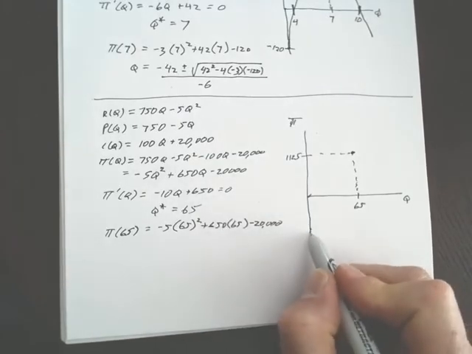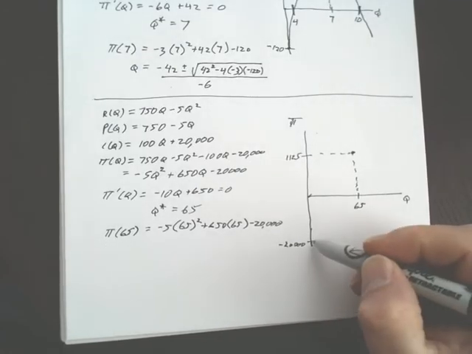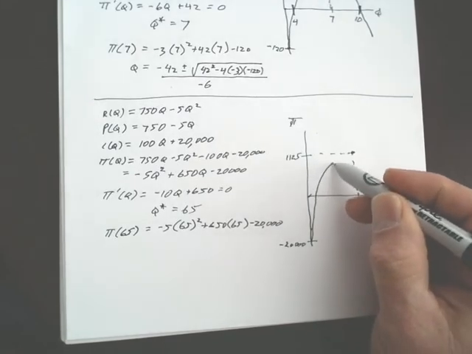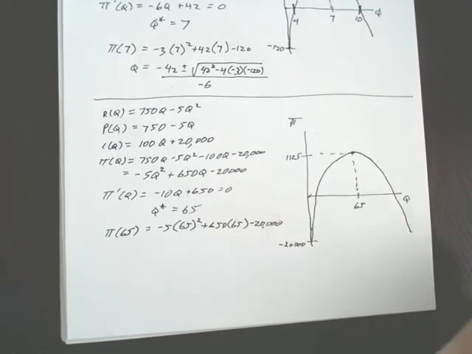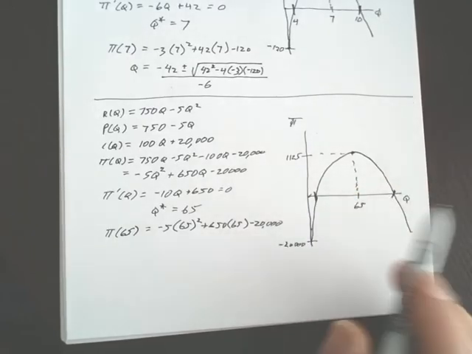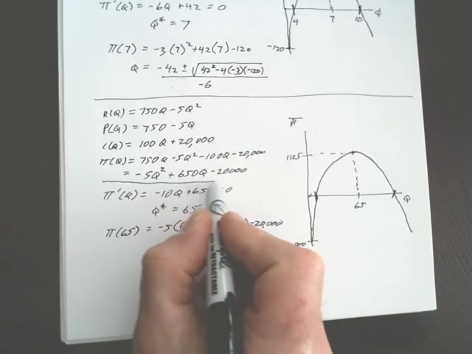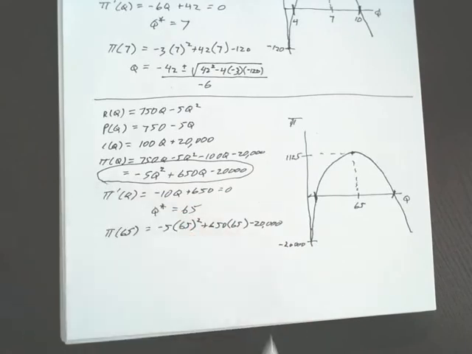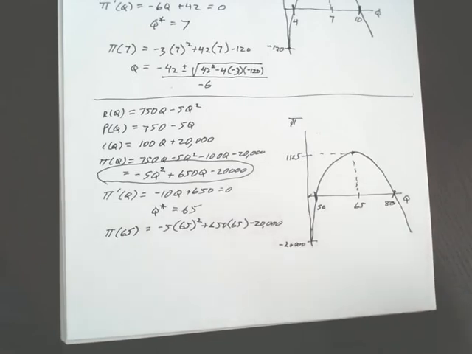I've got fixed costs of 20,000, so when Q is 0, my profit is negative 20,000. So my profit function comes up like this, maximizes at 65 units, and comes back down. What are my break-even points? Again, they're going to be here and here, and they will be calculated by running this function through the quadratic formula. Once we do that, you're going to find that this intercept is 50 and this break-even point is 80.